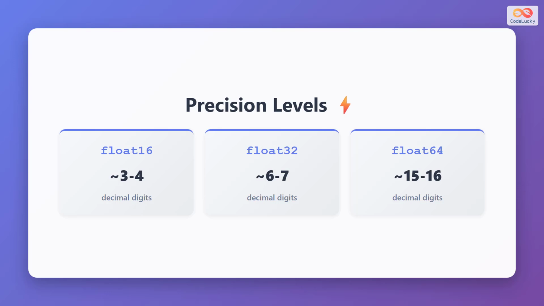Each float type offers different precision levels. Float16 provides approximately 3 to 4 decimal digits of precision. Float32 offers about 6 to 7 decimal digits of precision. Float64 gives you approximately 15 to 16 decimal digits of precision. The precision determines how accurately your calculations will be represented. Higher precision means more accurate results, but requires more memory and can be slower to compute.